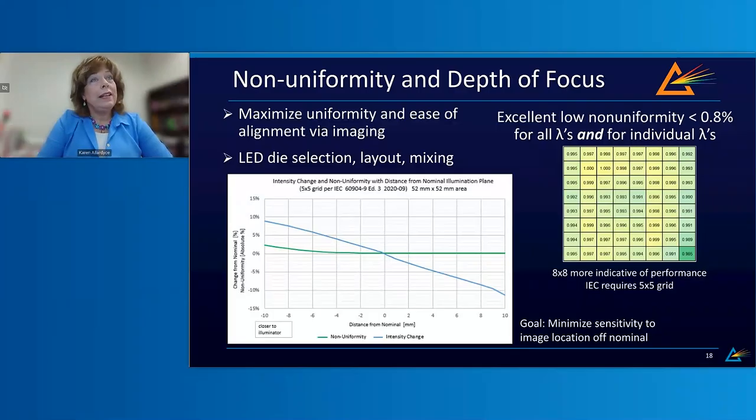So that's also for all of the wavelengths and for individual wavelengths as well. You'll note also that the IEC standard requires the calculation with a 5x5 grid. We actually show and use in our system an 8x8 grid. That's more strict, and we think it's a better indicator of performance. So actually the reported non-uniformity would appear better with the 5x5 grid. But the goal is to minimize sensitivity to image location off of nominal. Imaging systems give you that kind of flexibility.